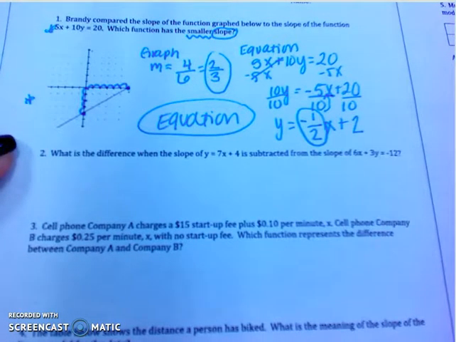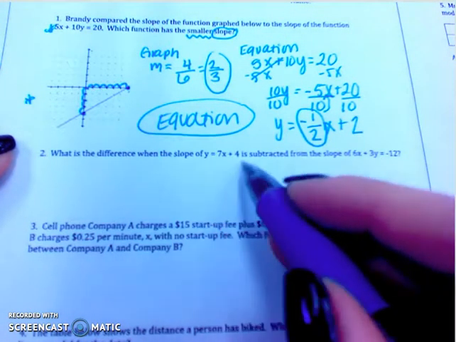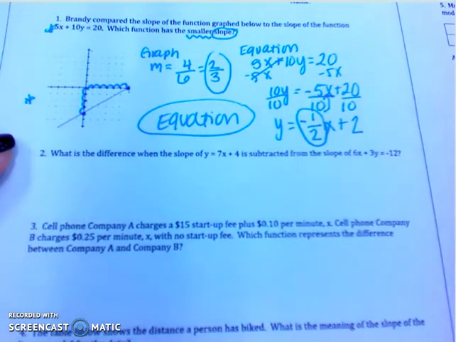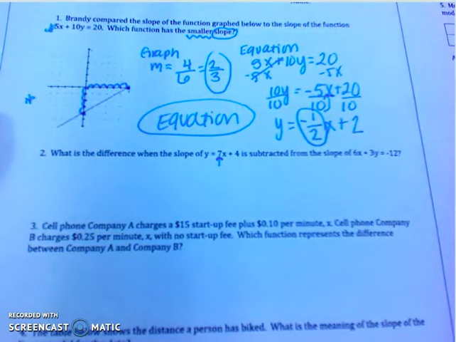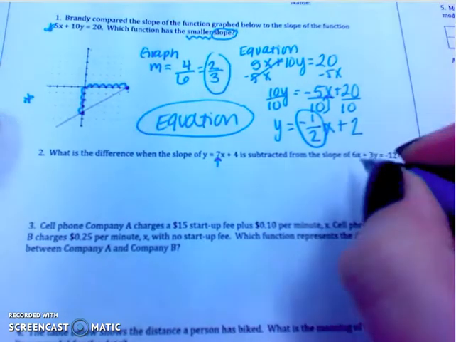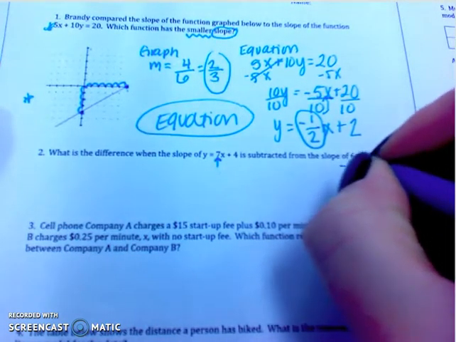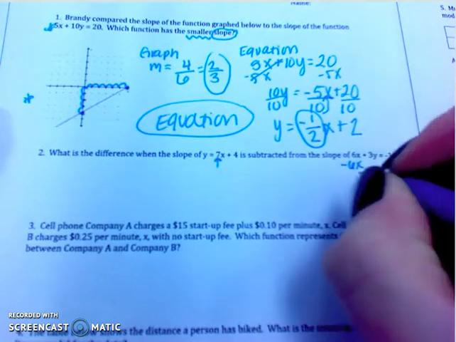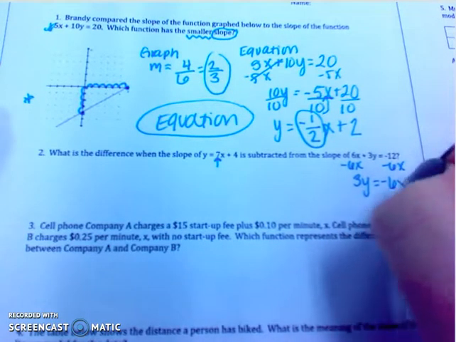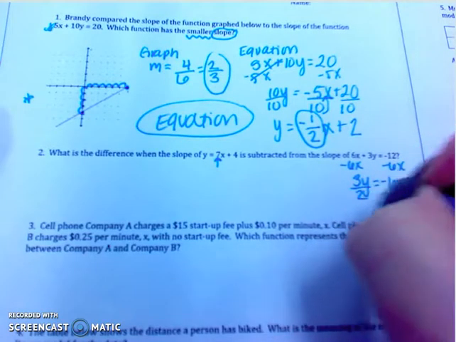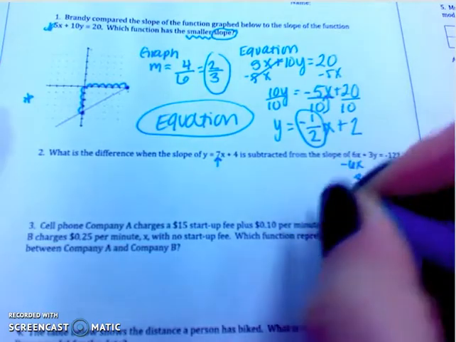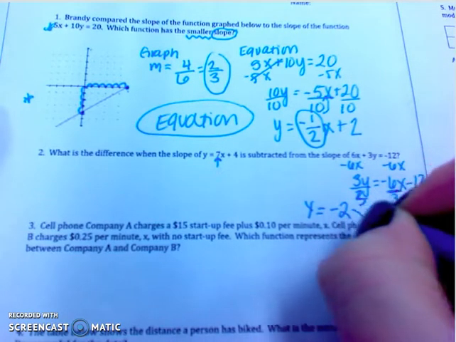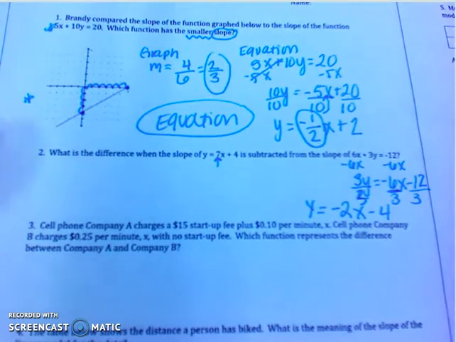What is the difference when the slope of this equation is subtracted from the slope of this equation? First things first, I need to identify that the slope of this one is 7. That's in y equals mx plus b, slope-intercept form. And the next thing I need to identify is the slope here, except I can't see it. It's in standard form, so fix it, and divide. Oh, that's a 3. Y equals negative 2x minus 4.